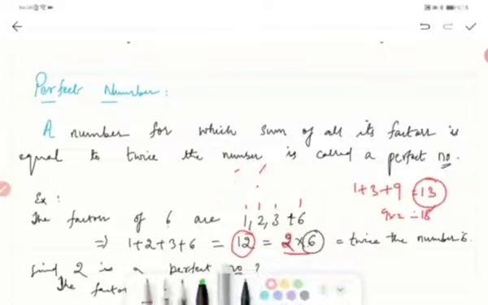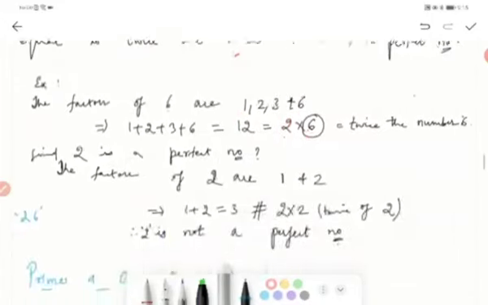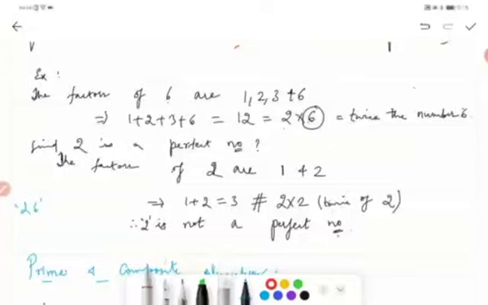What would be the next perfect number? Try to just find it. Okay, I want you all to just try to find which would be your perfect number after 6. Even 5 can't be a perfect number because you have factors of 5 as 1 and 5. If you add 5 plus 1, it is 6. So 6 is not twice of your 5.